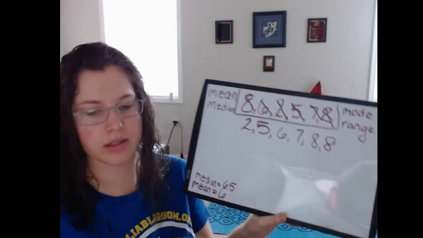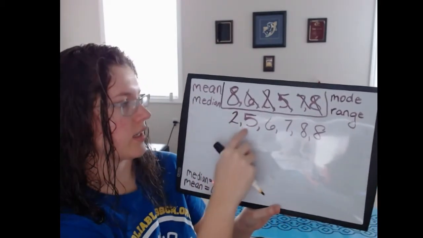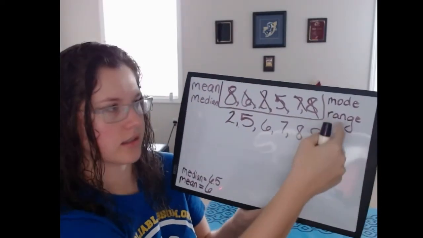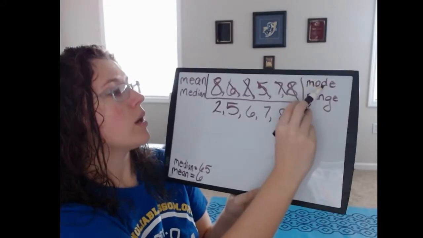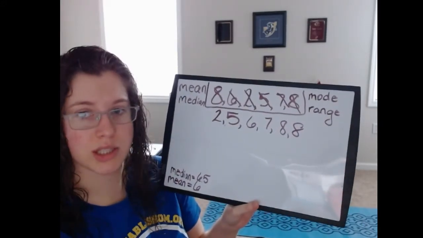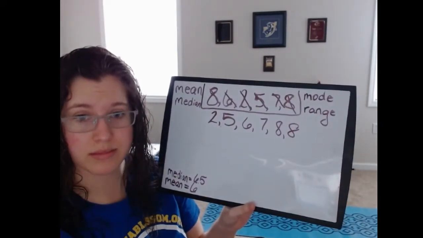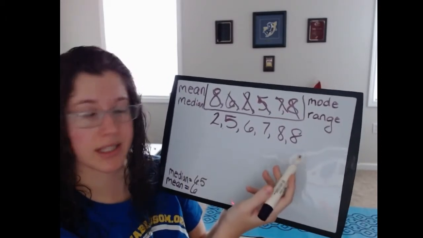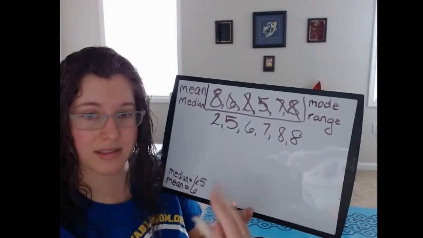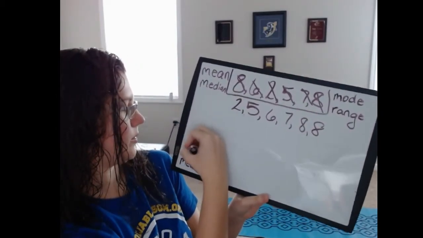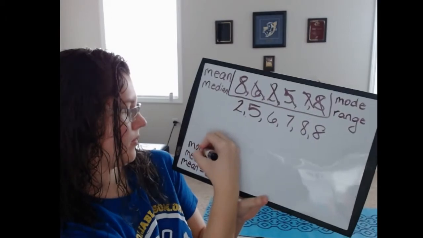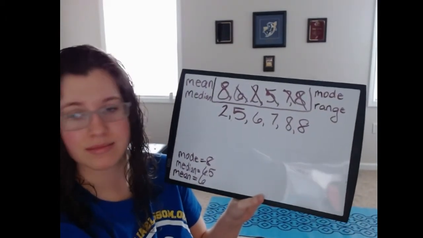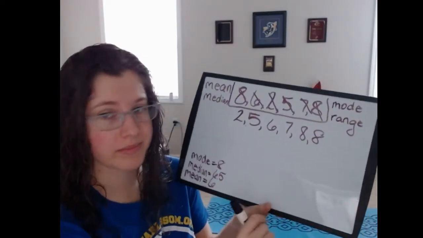It'd be like if all your numbers were like 8, 8, 8, 8, 8, 8, then all your answers are going to be 8, except for this one. Mode is when you just see what number repeats the most. And just looking at this, you can see that 8 is written twice. So your mode is 8. That one's definitely the easiest one.